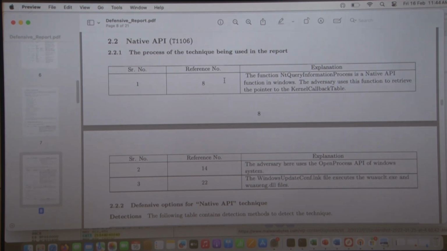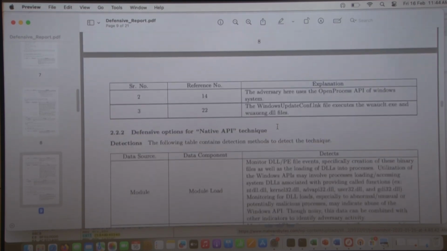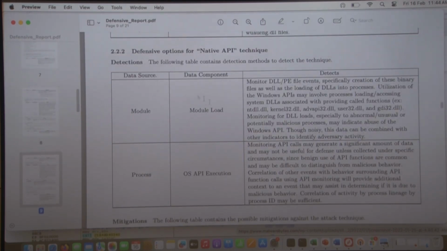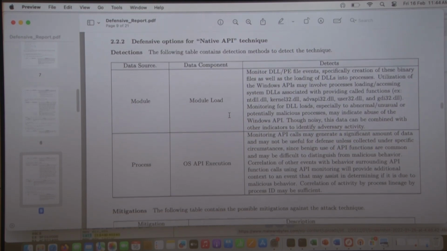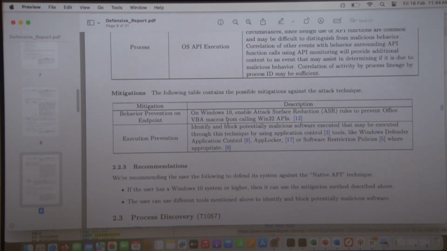This TTP we discussed in the last class, in which the malicious payload or the attacker tries to leverage the legitimate API to execute malicious actions. We can see a set of defensive options present on the native API technique page. In the set of mitigations we can understand what exactly implementing behavior prevention on each and every endpoint means, and execution prevention, in which we have to identify and block potentially malicious software that may be executed through this technique by using application control tools.